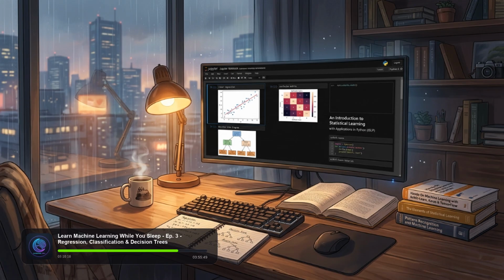During classification, we apply the maximum a posteriori decision rule, universally abbreviated as MAP. The MAP rule assigns an observation to whichever class k achieves the highest posterior probability. Because the evidence denominator p of x is identical for all candidate classes when evaluating a specific observation, we can omit the denominator completely during decision-making. The MAP decision rule simplifies to selecting the class k that maximizes the product of the class prior probability and the feature likelihood.